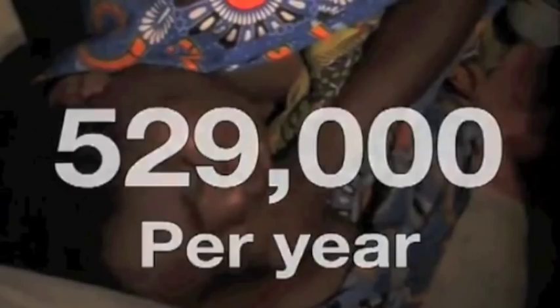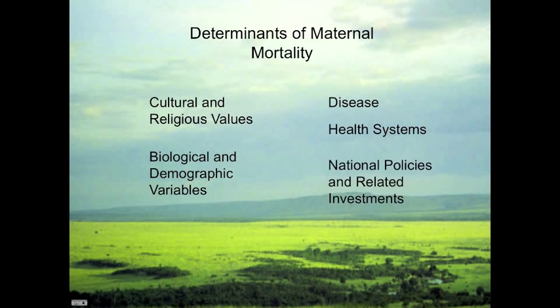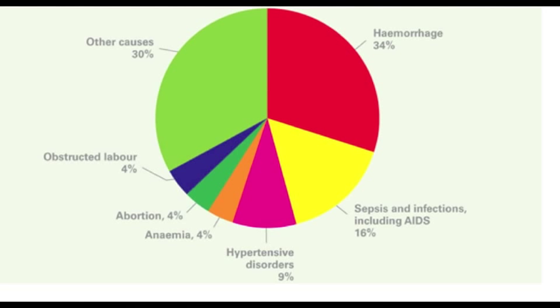Determinants of maternal mortality include cultural and religious values, biological and demographic variables, disease, health systems, and national policies and related investments. The main health-related causes of maternal death are hemorrhage, HIV/AIDS, anemia, malaria, malnutrition, obstructed labor, and complications of unsafe abortion.